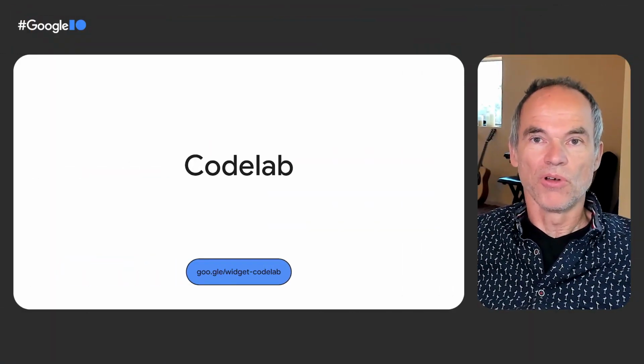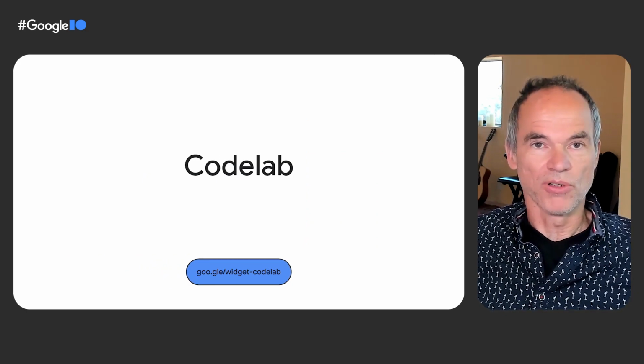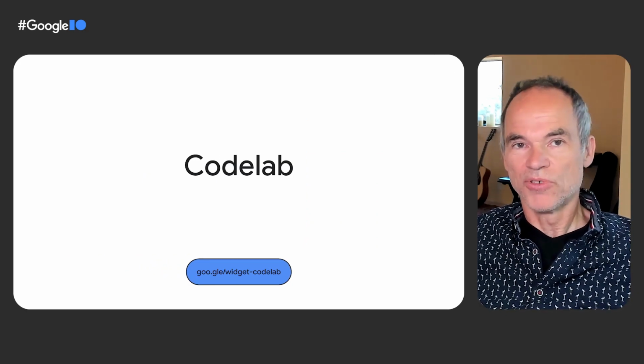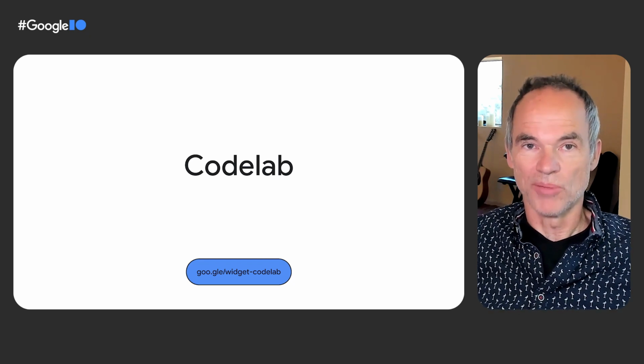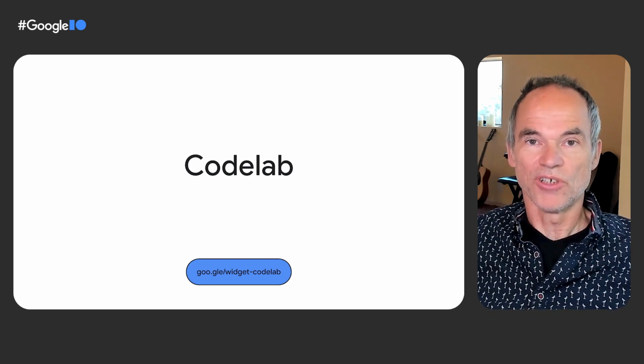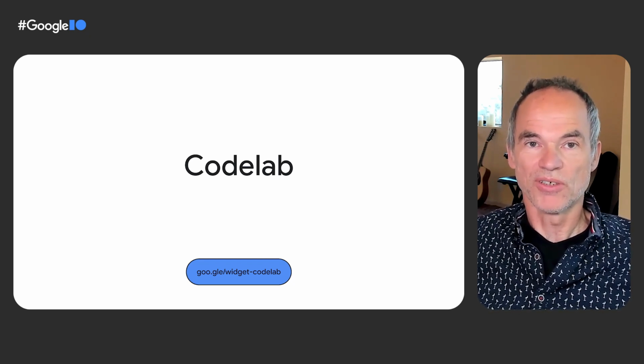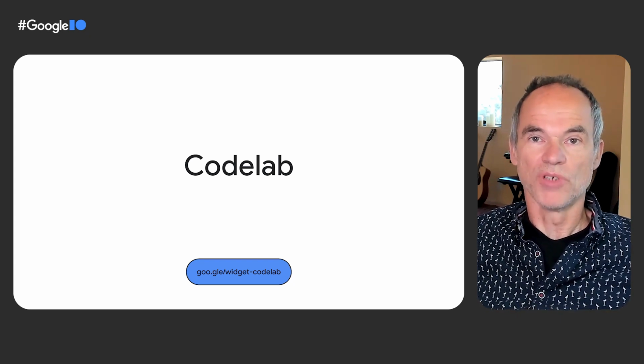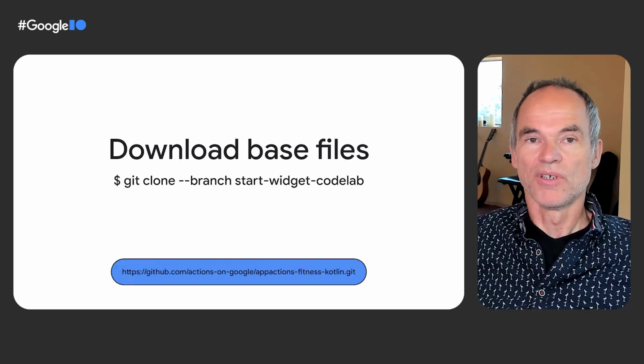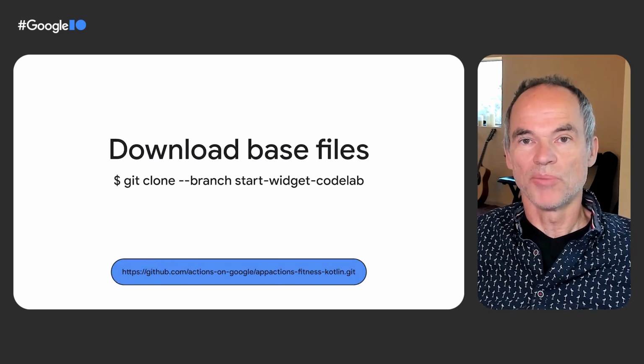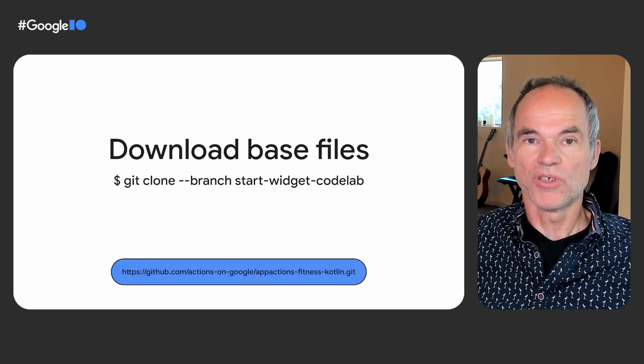Over to you, Matthias. Hello everyone, I'm Matthias, and as Jessica mentioned, I will walk you through the code lab for integrating Android widgets with the Google Assistant. By the way, you can follow along with our code lab by going to the link on our screen. The code presented here is based on another code lab titled Extend an Android App to Google Assistant with App Actions. If you haven't done that, I would recommend going to that one first. Let's get started by downloading the base files from our GitHub repository as shown on the screen.